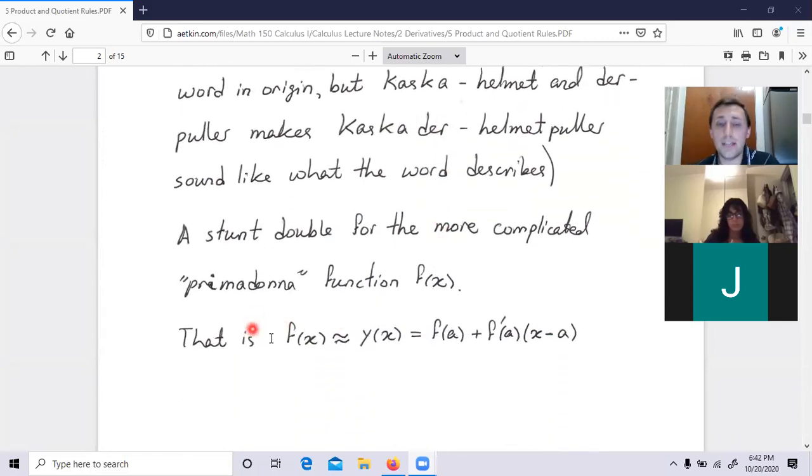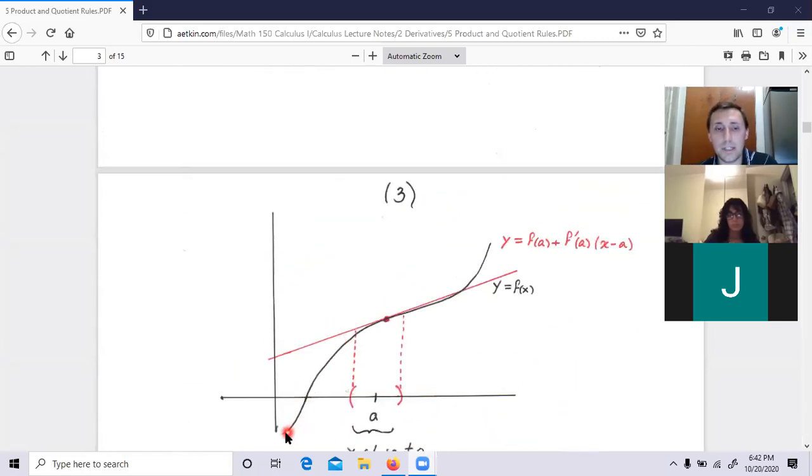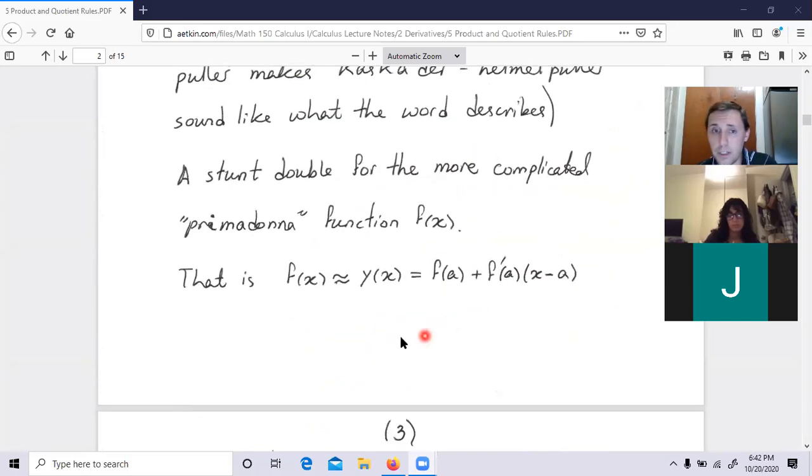So here is the idea. Look at this graph, guys. This graph is representing possibly a complicated function. And using this function to calculate is difficult. So it's like a prima donna actor, right? But locally, if I want a calculation near the point A, I can instead use the linear approximation, the stunt double function, which looks like this: the function evaluated at A plus the derivative of the function times x minus A.